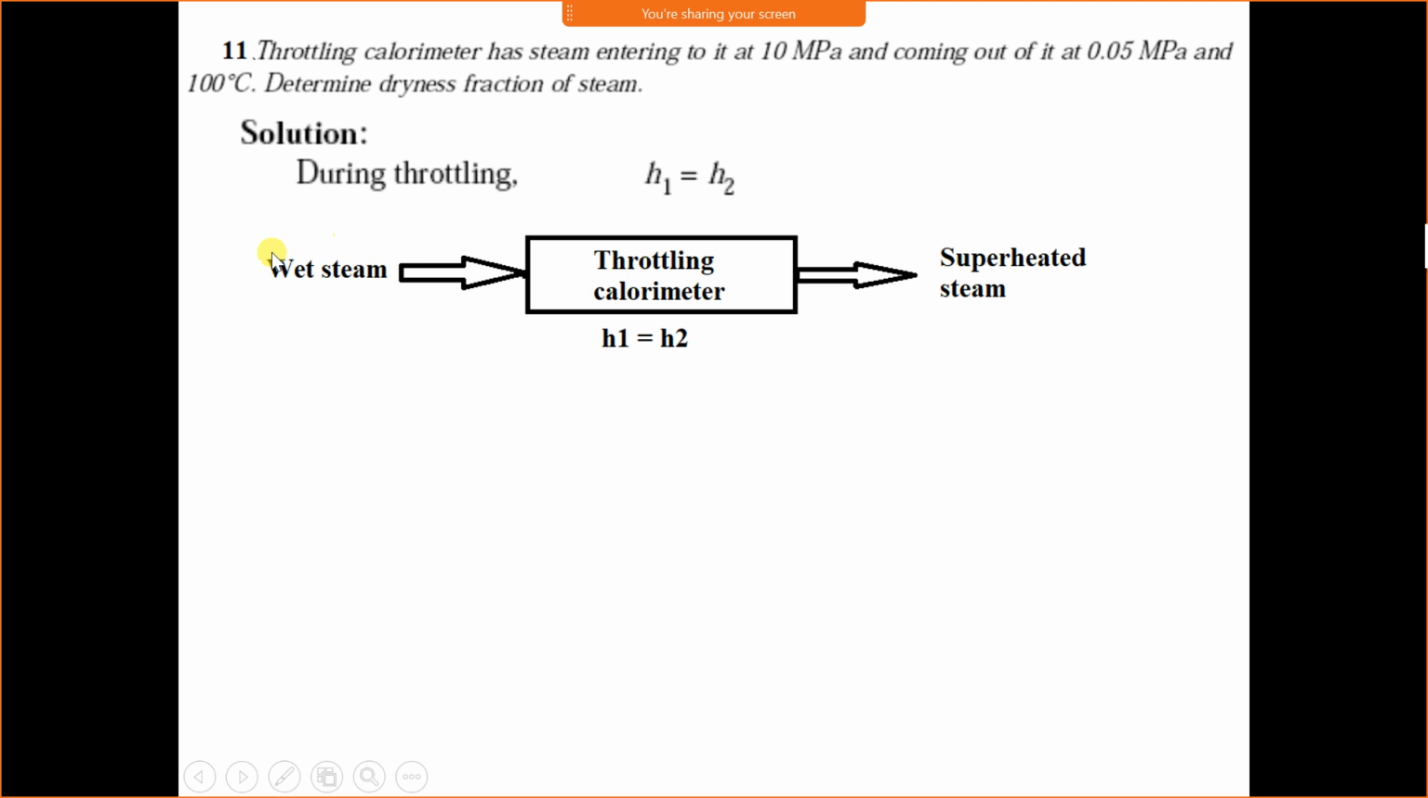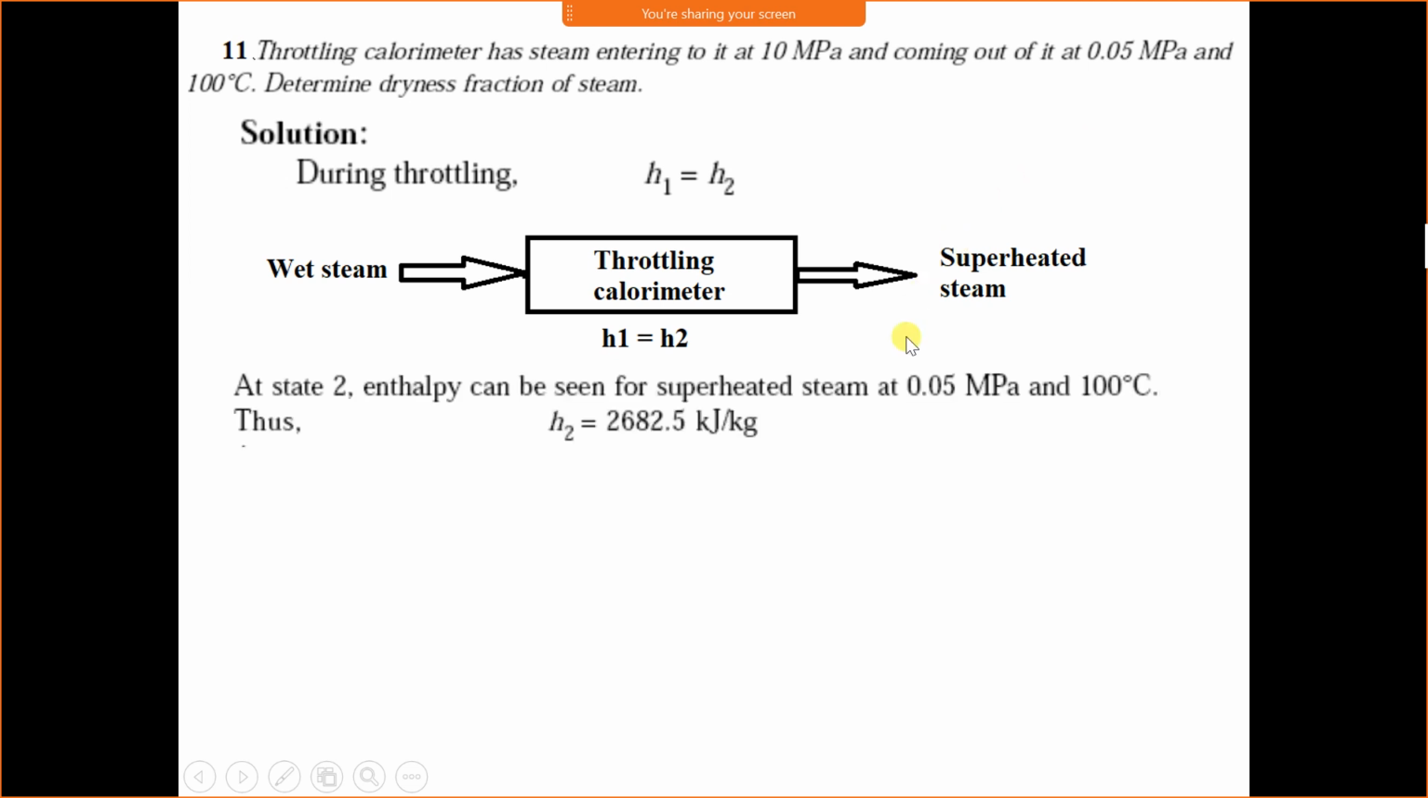But to find the enthalpy at inlet, we have to find the dryness fraction X, and in this problem we have to determine the dryness fraction. That is our objective. And the outlet steam is superheated steam in the case of a throttling calorimeter, but we will check using the steam table whether it is superheated or not. At state 2, enthalpy can be seen from superheated steam at 0.05 megapascal and 100 degrees Celsius.